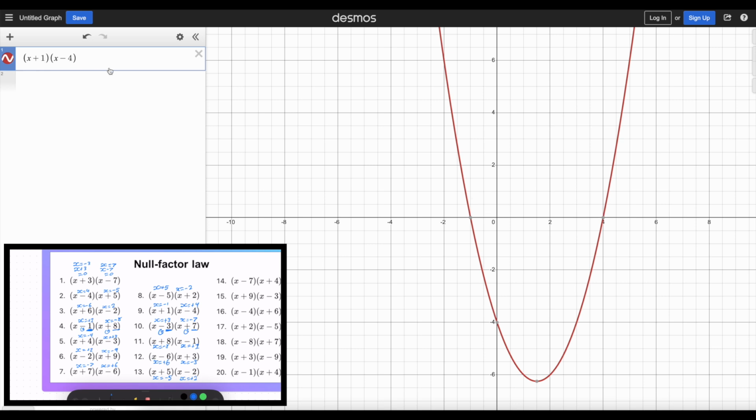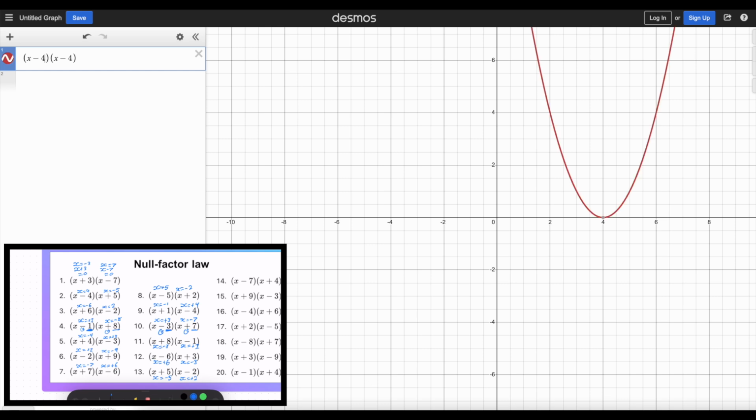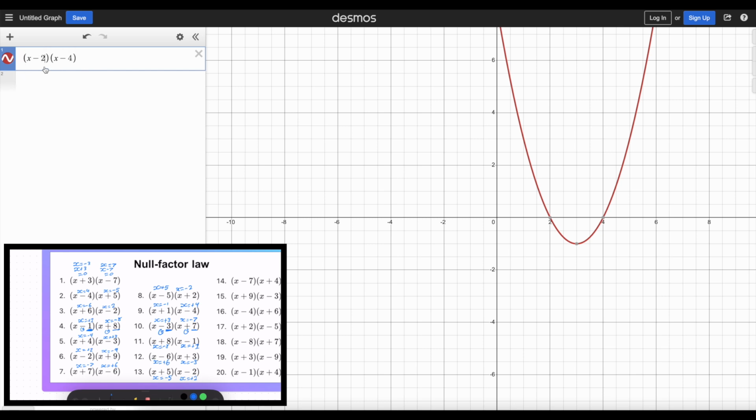Let me just show you an example of if we had two positives. If we look at this one here, x take 2, bracket, x take 4. Not worrying about the graph, just looking at this on the left, we should see that there is an x-intercept at positive 2 and an x-intercept at positive 4. Now if we look over on the graph on the right, we see there's an x-intercept at positive 2 and an x-intercept at positive 4. So it's not always going to be a negative and a positive.